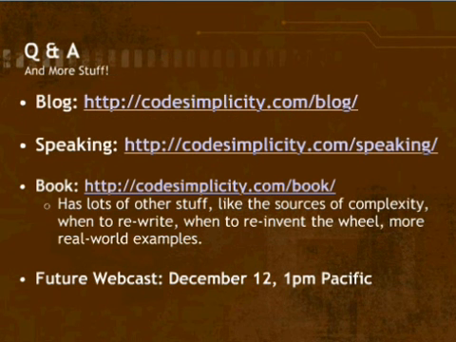And of course, I wrote a book. And the book talks about where complexity comes from. It gives you a checklist that tells you when you should rewrite. It gives you a checklist that tells you whether or not you should reinvent the wheel for a particular piece of software. And there's a ton of real-world examples.